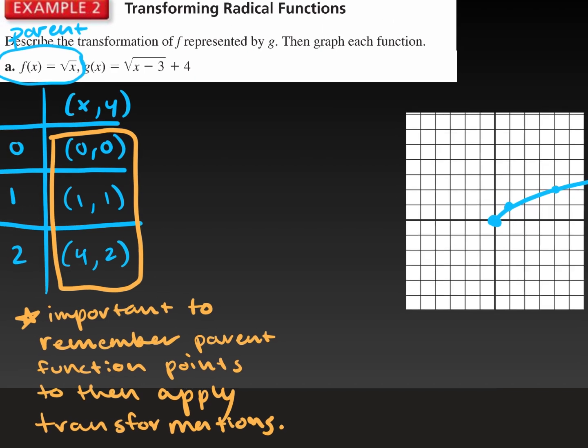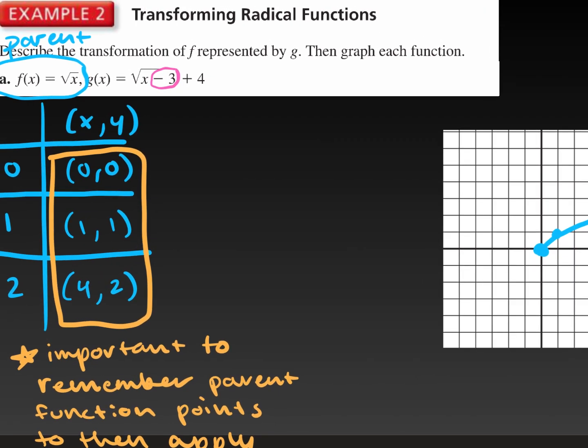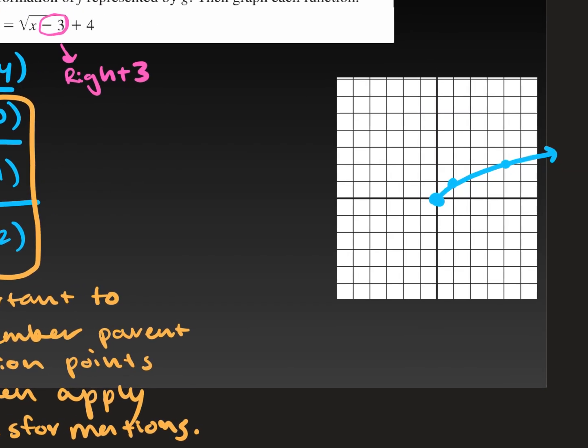So let's look at our g of x graph now. So we always start from the inside out. So starting with that -3 on the inside, what does that do to our graph? If we subtract 3 on the inside, which direction do we move? To the right 3. So I'm going to take my parent function and move it to the right 3. So all 3 of my key points here, I'm just shifting them to the right 3. So that pink graph was shifted to the right 3.